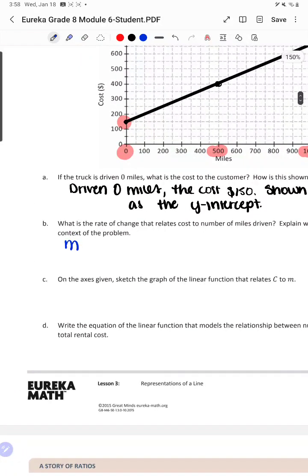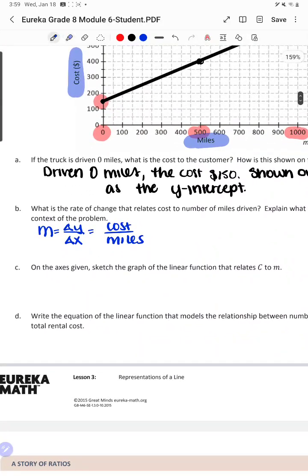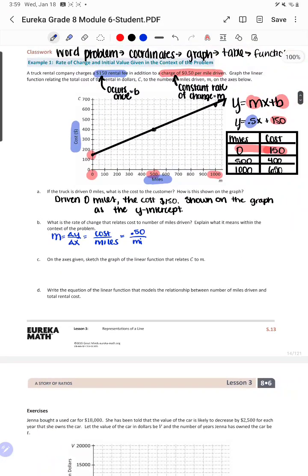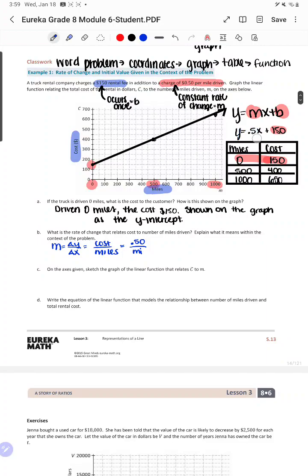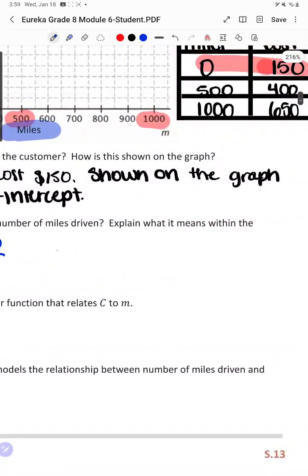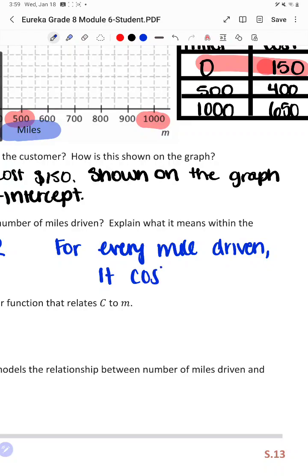Now, we know that m is equal to change in y over change in x. And we know that change in y is cost. We see that because that's right there, that's on our y-axis. And we know that change in x is miles. And we know that from right there. We see that on our x-axis. And we know that our cost is 50 cents per every mile. And we found that from our function right there. So what this is saying is for every mile driven, it costs 50 cents.